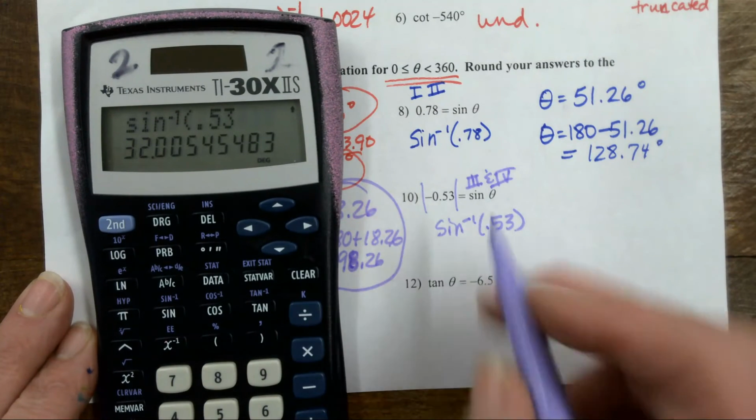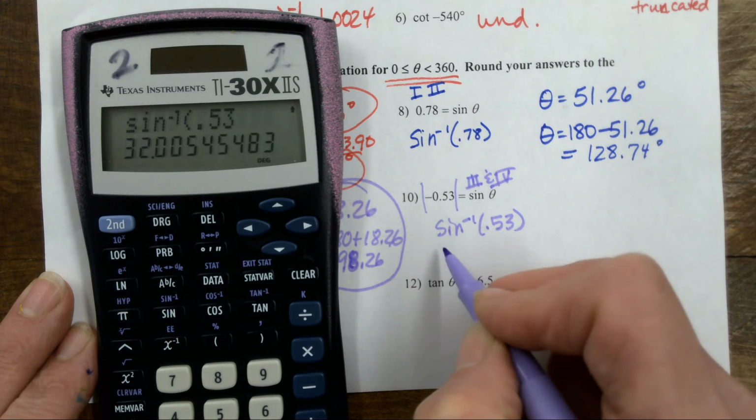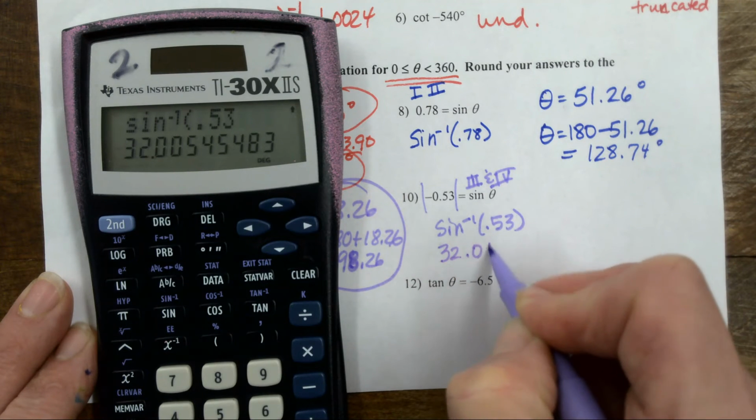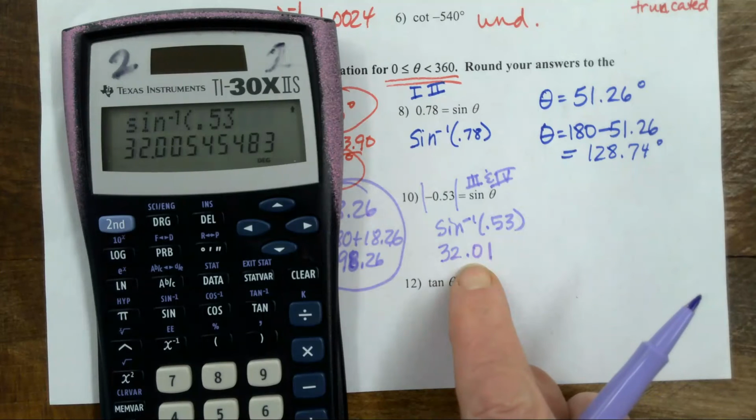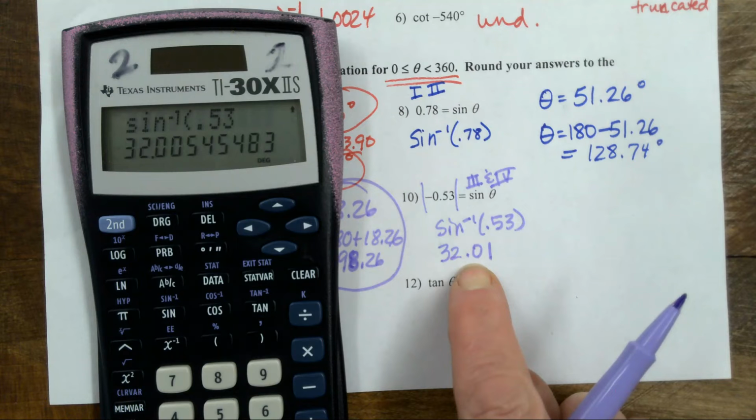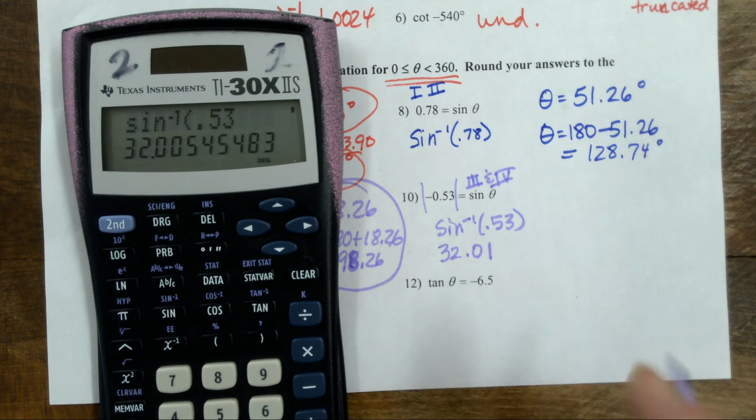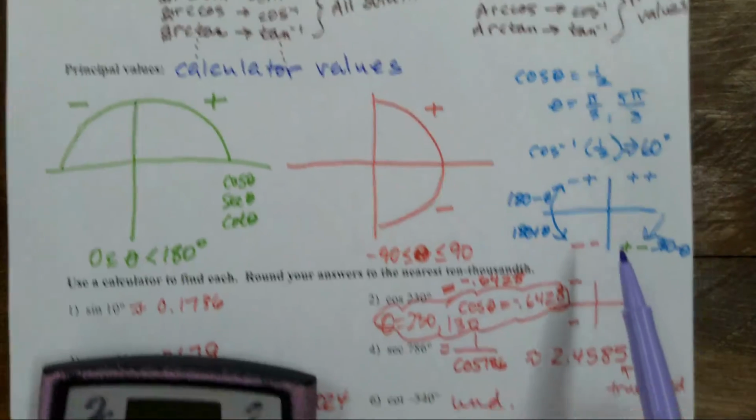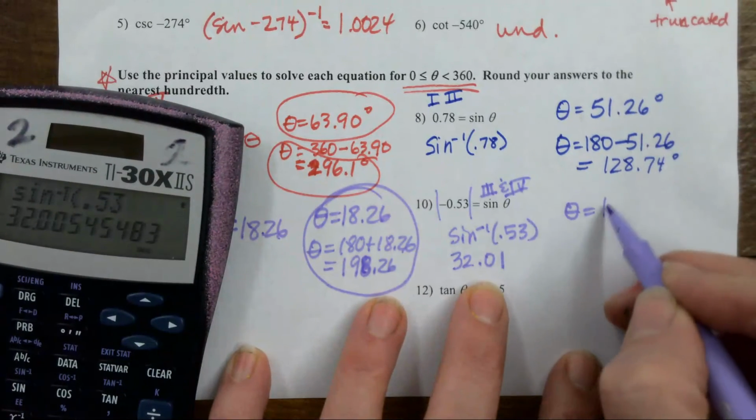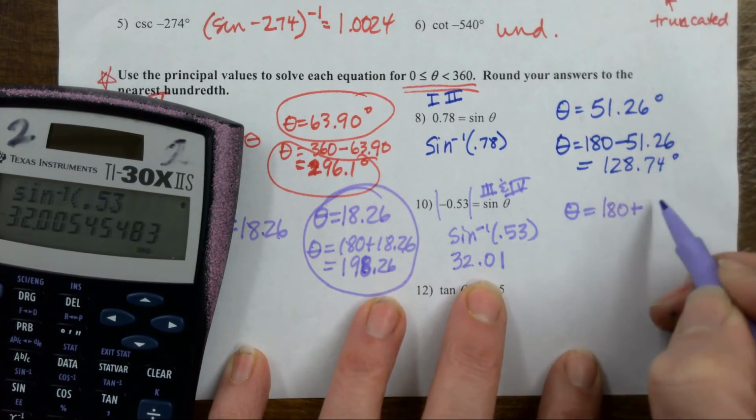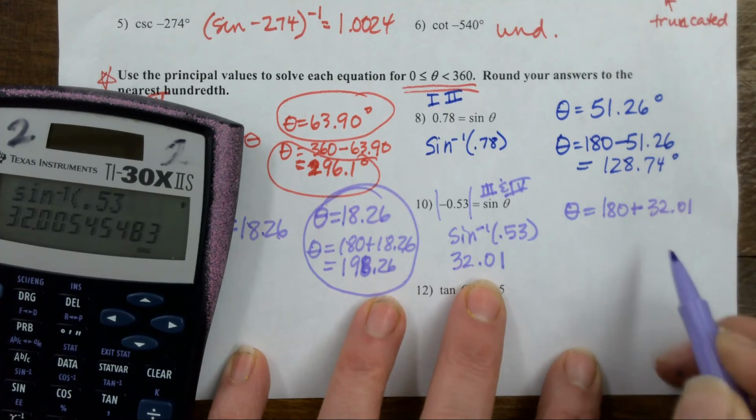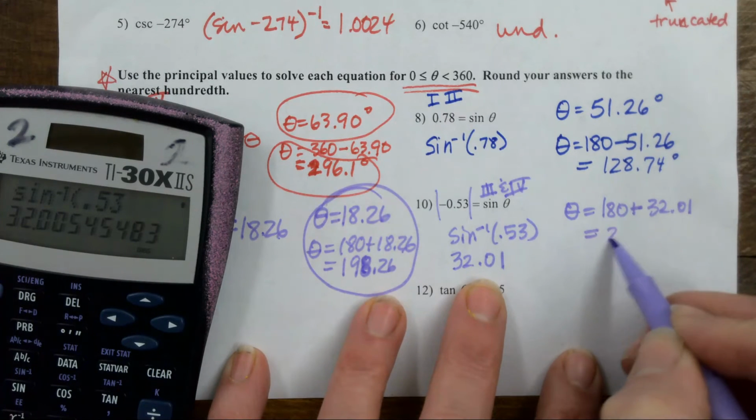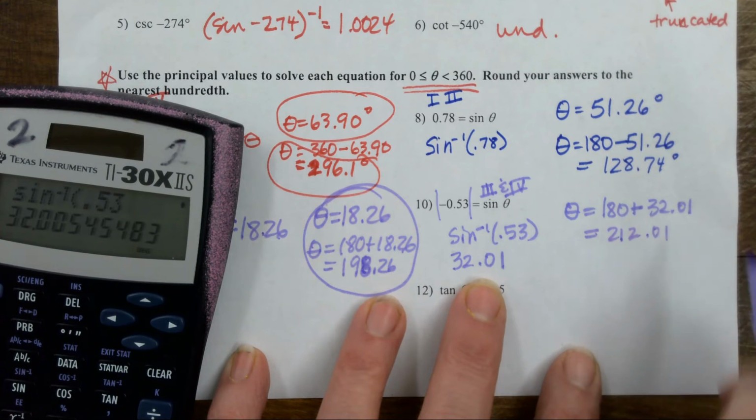So this is about 32.01. Is that a third quadrant angle? Is it a fourth quadrant angle? How can I make that a third quadrant and a fourth quadrant angle? I go back over here and think about these values. How do I move around the circle? So I'll take that and I will do 180 plus 32.01. That gives me 212.01. Anybody agree?